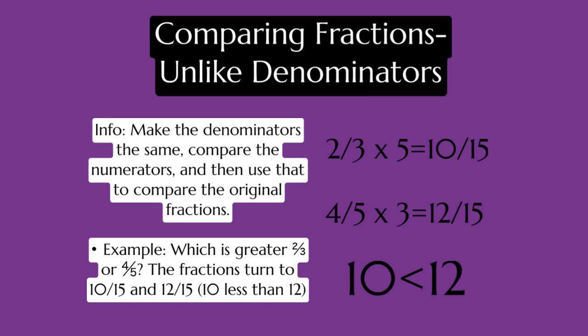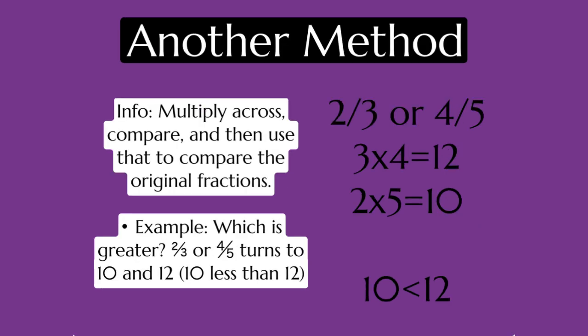Another method to comparing fractions with different denominators is to multiply across. So if you've never done that, all you have to do is multiply the numerator of the first fraction, which in this case is 2, with the denominator of the second fraction, which is 5. This gives us 10. Then we do the same, but instead multiply the denominator of our first fraction, 3, with the numerator of our second fraction, 4, which gives us 12. Now we compare 10 and 12 to get 10 is less than 12, which also means that 2/3 is less than 4/5.